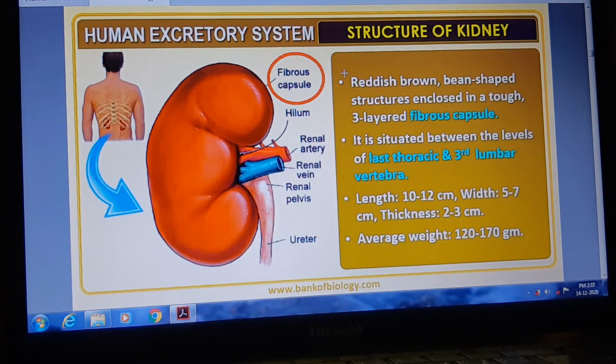It is situated between the level of the last thoracic and third lumbar vertebra. Between the last thoracic and third lumbar vertebra, in between those ribs, you can see the presence of the kidney.